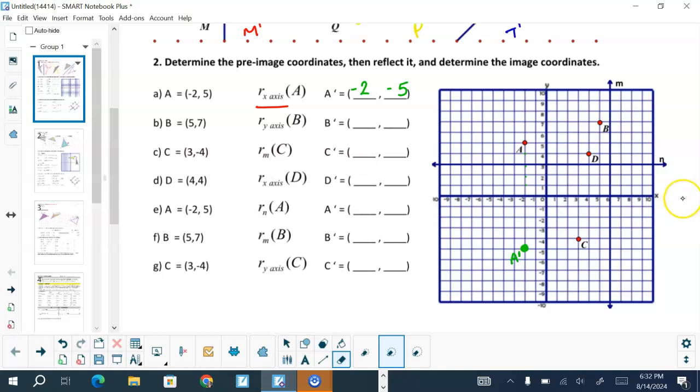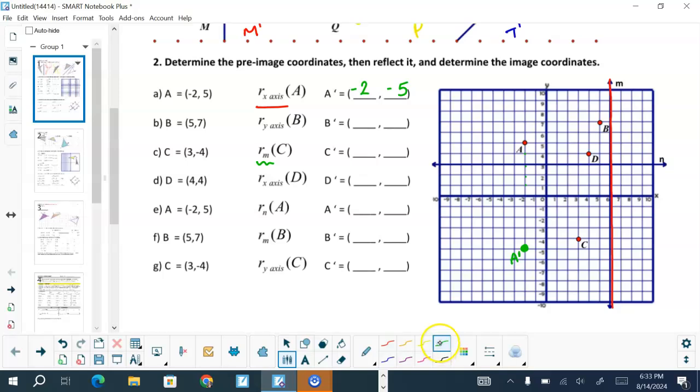Okay, let's do another one here. Let's just scoot down to letter C. This one's a little bit different. They want us to do point C, which is down here in quadrant 4. It's at 3, -4. And they want us to reflect it over this line M. Now the line M is this line right here that goes up and down.